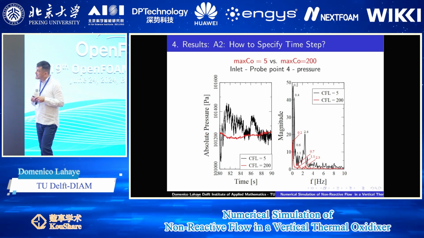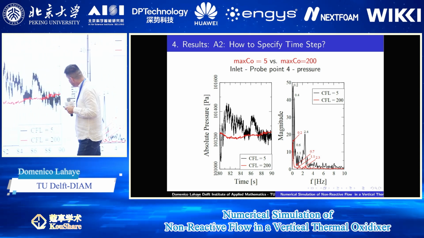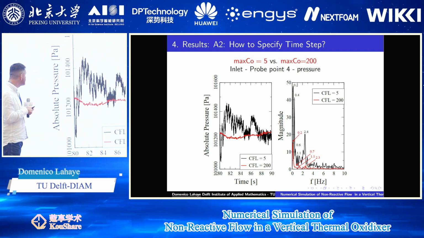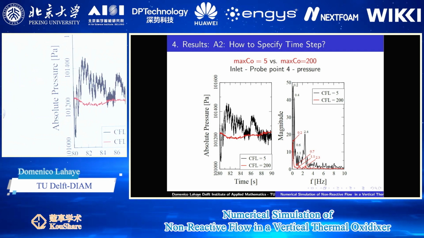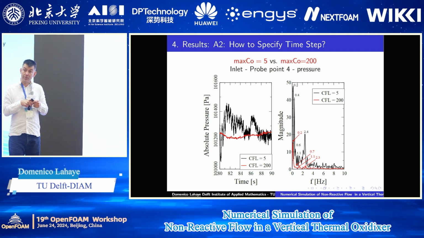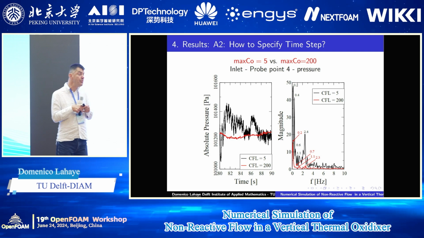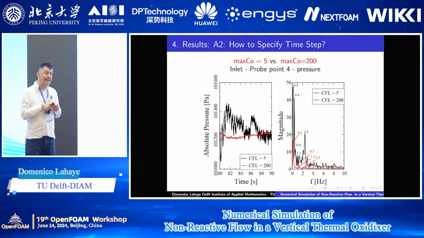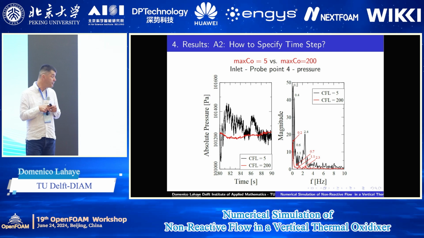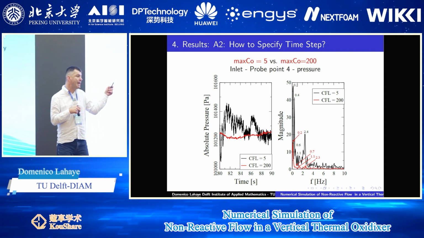And this is what we see. Again, you see pictures of the inlet. What we see here is the inlet velocity and the inlet pressure signal at the 4th probe point, comparing the CFL 400 and CFL 5, time domain left, frequency domain right.